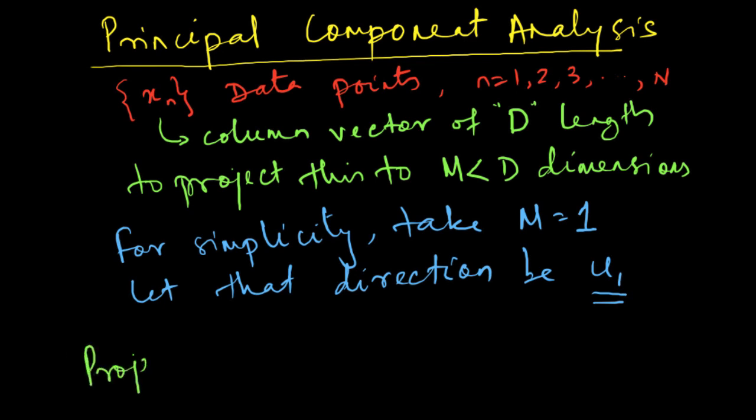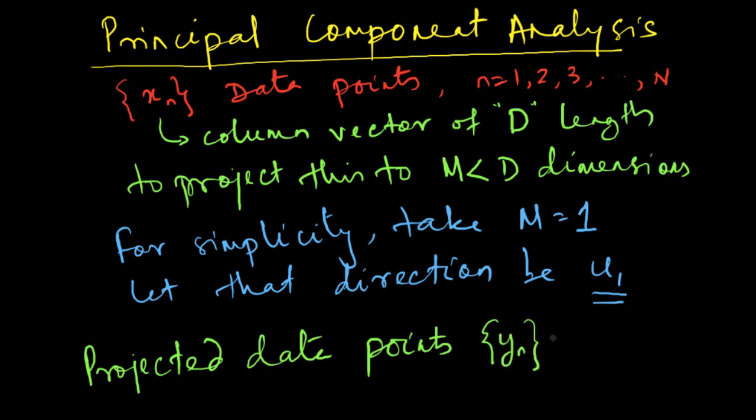So the projected data points are yn, which is nothing but u1 transpose times xn. Here u1 is a d-dimensional column vector, xn is also a d-dimensional column vector. So u1 transpose becomes a row vector, this is a column vector, so when you multiply you get a scalar. Similarly you do this for all the different n's, so you will correspondingly get the projected data points, which now are just scalars. This is because we have chosen m equal to 1.